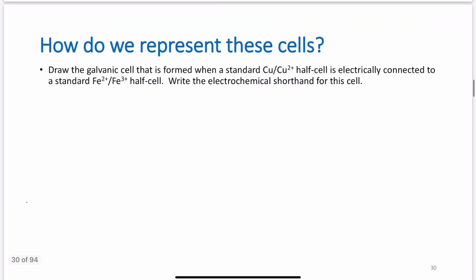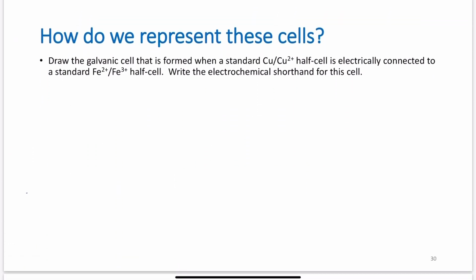So let's work some examples. Draw the galvanic cell that is formed when a standard copper to copper 2 plus half cell is electrically connected to a standard Fe2 plus Fe3 plus half cell. Write the electrochemical shorthand for this cell. I'm going to do that, and I'm also going to write the overall cell reaction so that we can start to see where these are coming from.